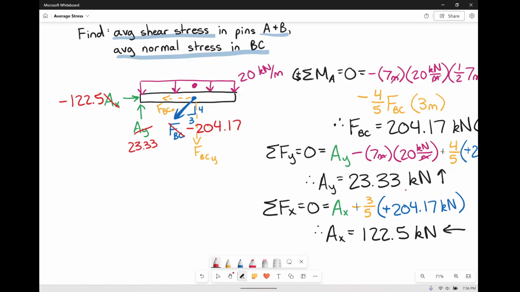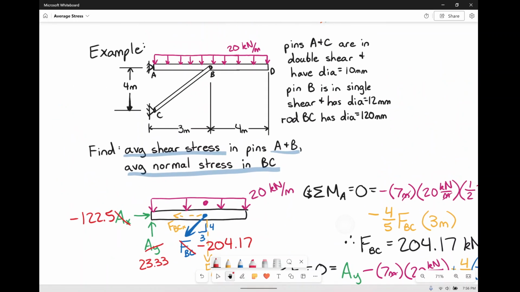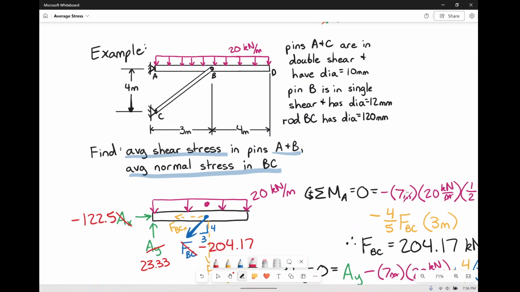That's step 1, because you can't find stress if you don't have a force. So now we need to know about what areas and what we're doing with said areas. The first part was to find average shear stress in the pins. Yes, in the pins, not the beam. Nobody cares about the beam. We care about actually the pins. So a fun little thing about our pins: pins A and C. Well, we're looking at two different ones. We want A and then we want B. So we're going to have to do two separate things here.